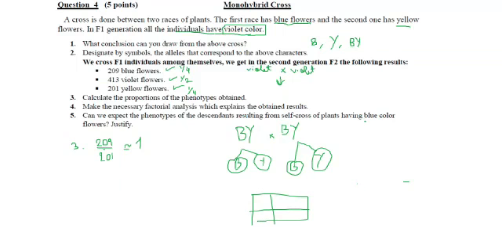Can we expect the phenotypes of the descendants resulting from the self-cross of plants having blue color? Plants that have just blue color have B, this is the father and this is the mother, which also has B. Can you expect the phenotype of the offspring? Of course we can make an expectation: all the children will have blue color because each parent will give just the blue allele, which is big B. So all the offspring will have blue color with the genotype BB.